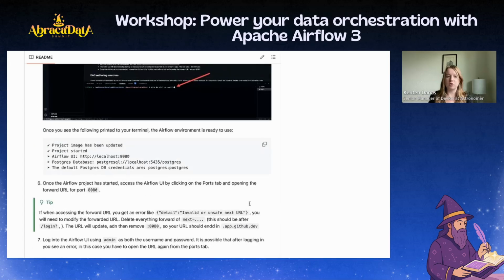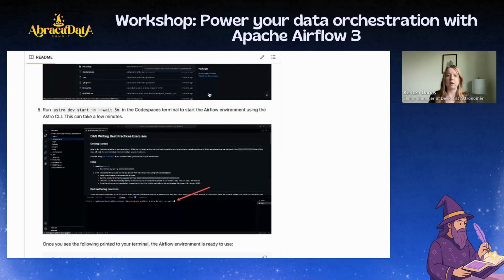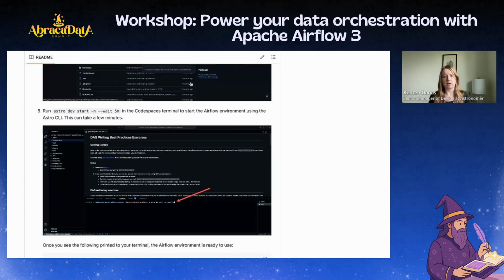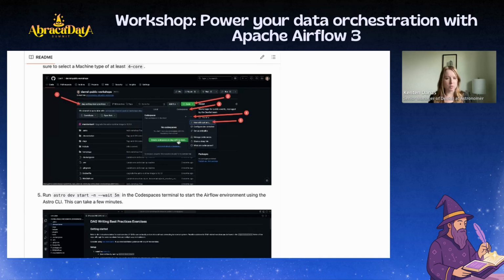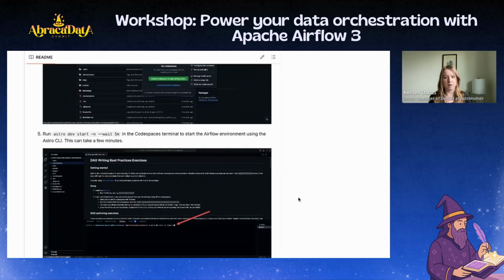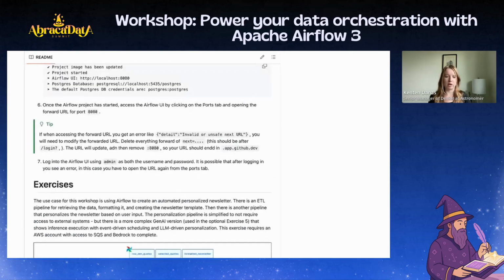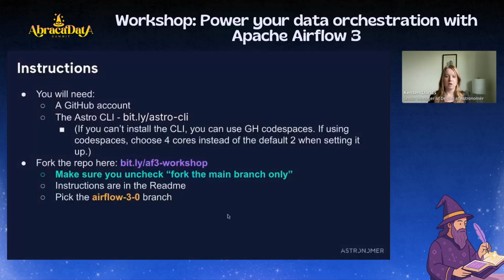Again, hopping back to the repo here. Again, I won't go through the setup. I already have this running locally, but if you do want to follow along, which I highly recommend, go ahead and fork this repo and then choose which method you're going to use, either running locally with the Astro CLI or running with Codespaces. Okay. Also, one other thing, make sure that you are on the Airflow 3-0 branch, and that is also relevant when you fork. Uncheck the fork the main branch only. The main branch doesn't have anything on it, so that will not help you.